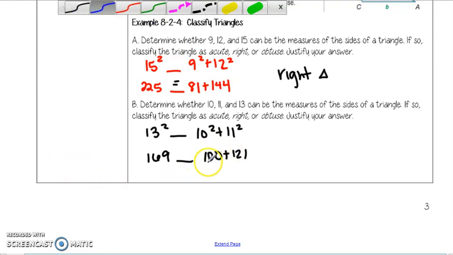And this is 221, which is greater than 169. So the c squared is less than, which means this is an acute triangle.